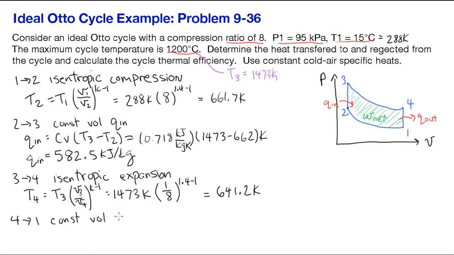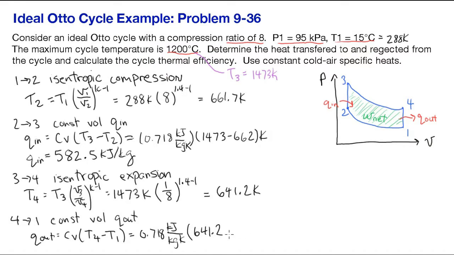From state 4 to state 1, we treat that as a constant volume heat removal. So we can do that by multiplying Cv by the temperature difference. We put our 641, subtract 288, and we end up with 253.6 kilojoules per kilogram.